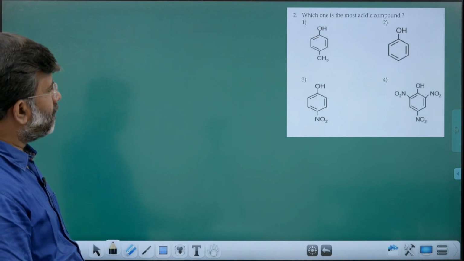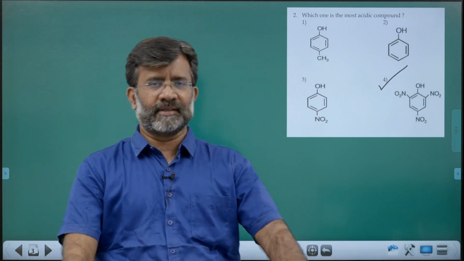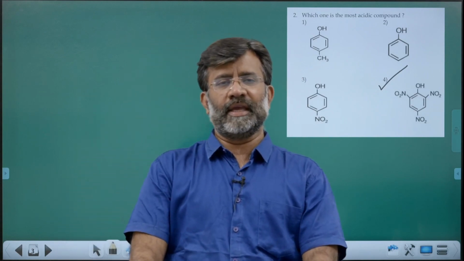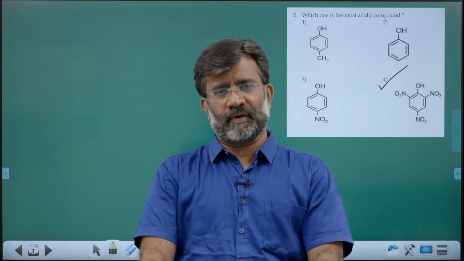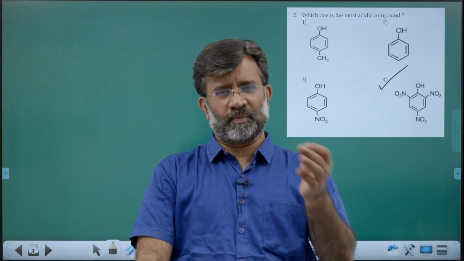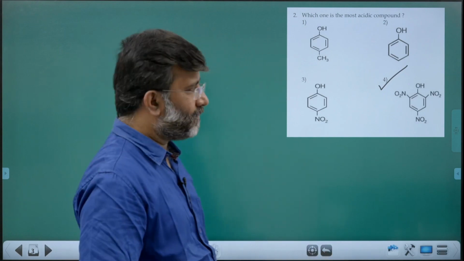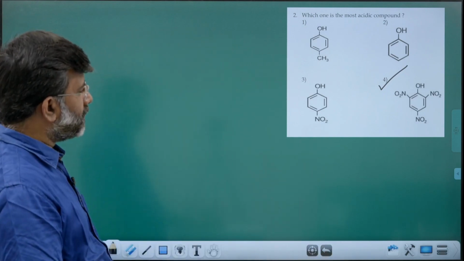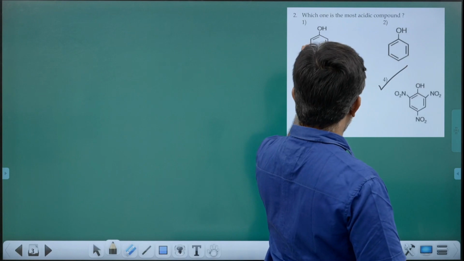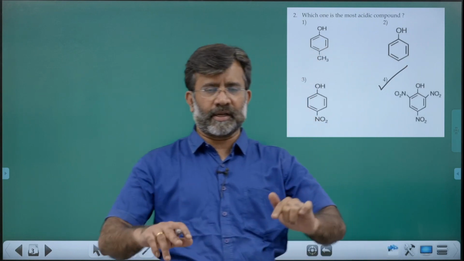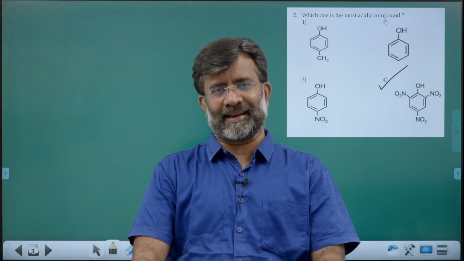Most acidic. Fourth choice, picric acid. Three nitro groups, electron withdrawing groups, increase the acidic strength. Picric acid has a pKa value of less than 1, around 0.3, comparable with the mineral acids. An acid without an acid group, that is picric acid. After this, it will be this, then this, then this. This will be minimum. Electron donating groups decrease the acidic character. Electron withdrawing groups increase the acidic character. Next question.